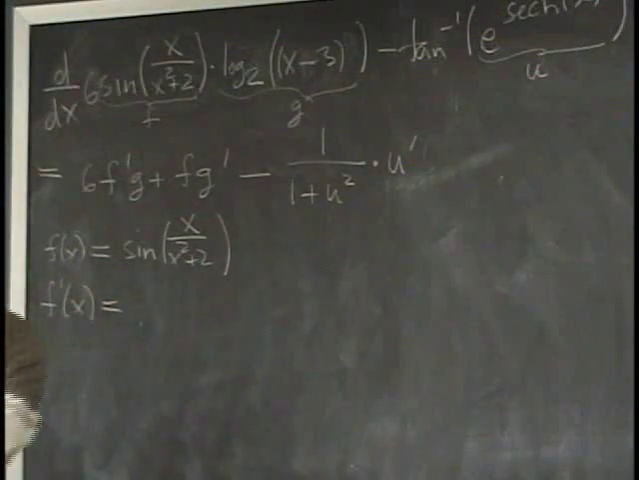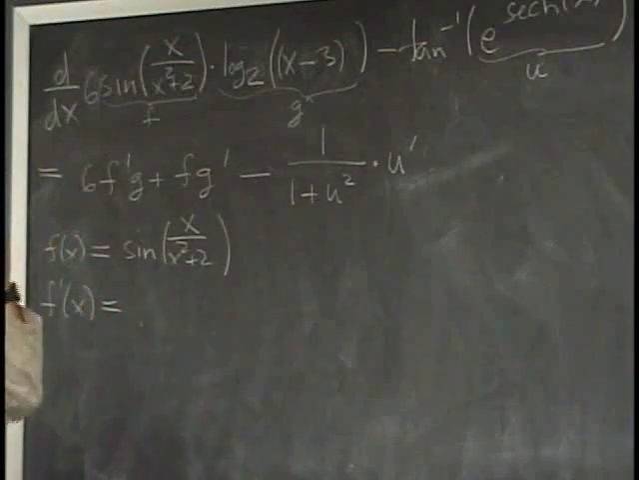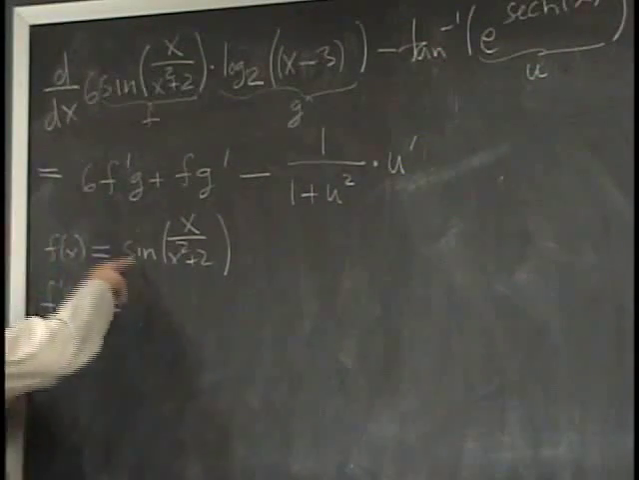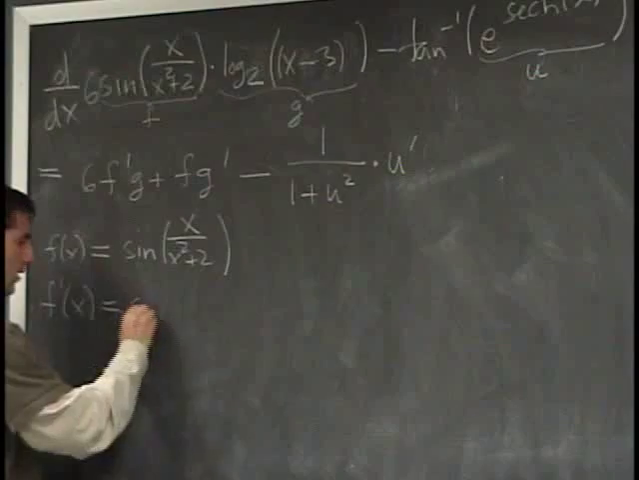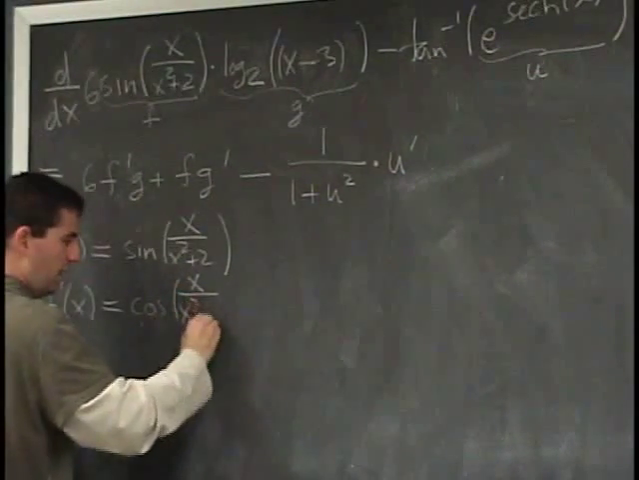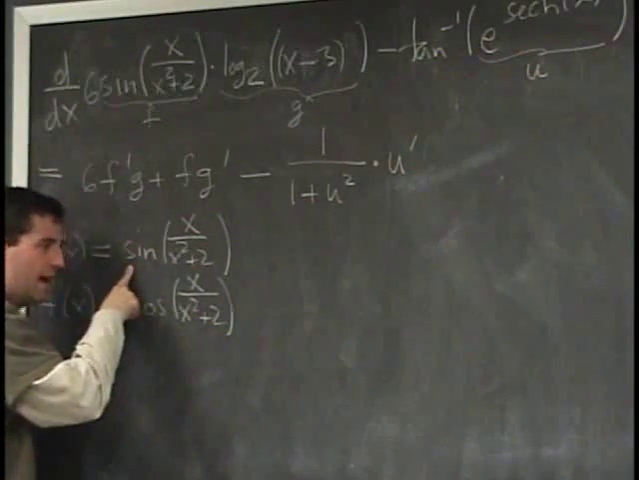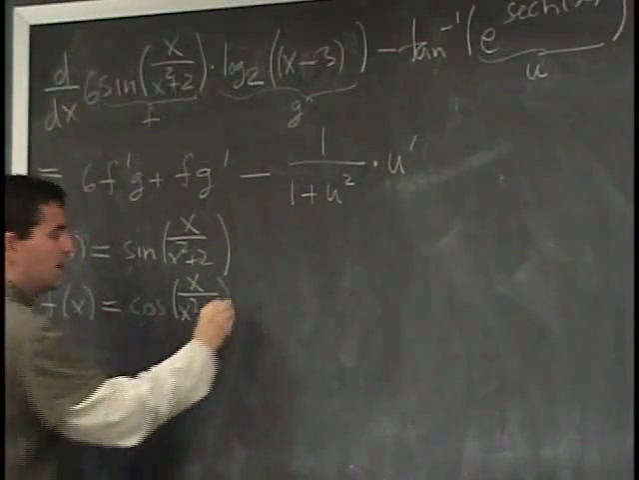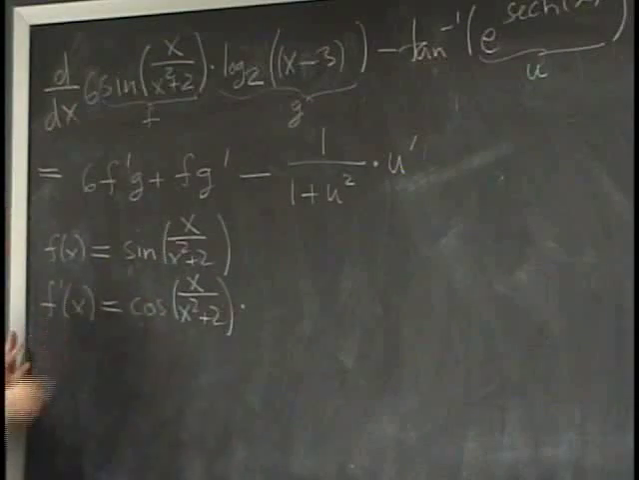Okay, well, what rule am I using right off the bat? Chain rule, right? Derivative of sine is cosine. Okay, and then I just have to put this right back in. Every time I use the chain rule, I do the same thing: derivative of the outside, evaluated at the inside, times the derivative of the inside.